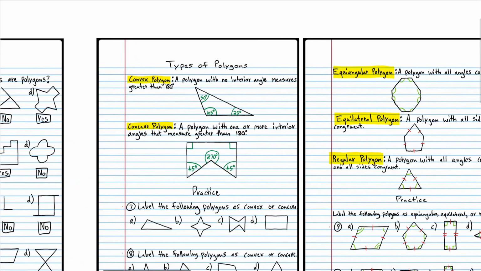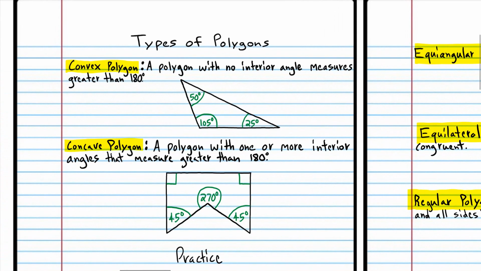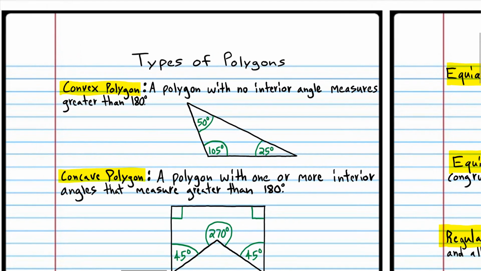Okay, so now we're going to talk about the types of polygons. This is called a convex polygon because all of the green interior angle measures are less than 180 degrees. So 50 is less than 180, 25 is less than 180, 105 is less than 180, so we call it a convex polygon.